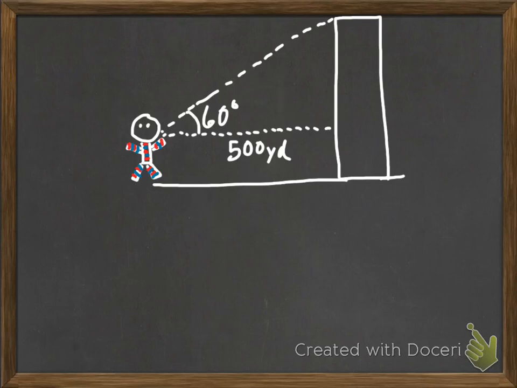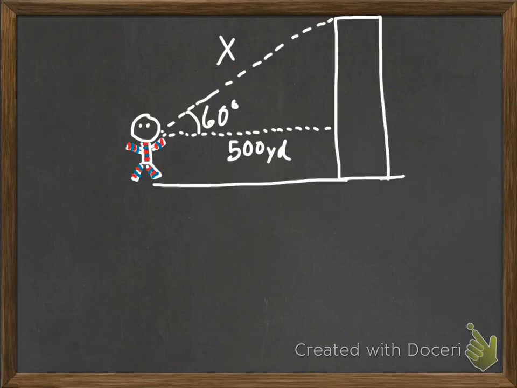Alright, we really only have two choices to see which one's going to be the web. Is it going to be this or this? Well, this right here is part of the building, so we know it's not going to be that. So our hypotenuse has to be our web.